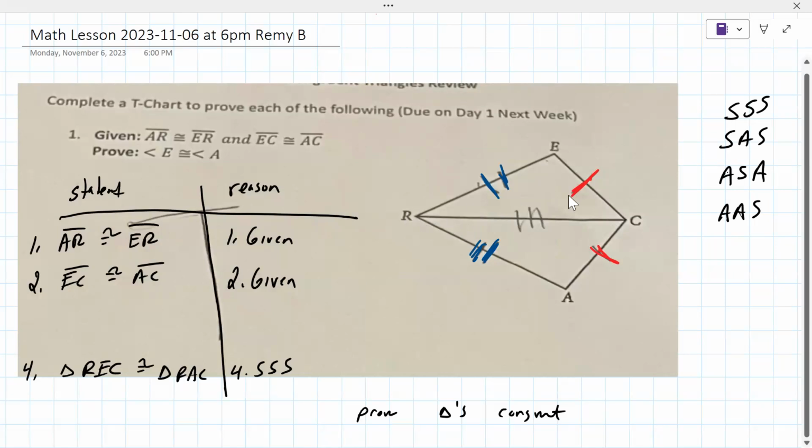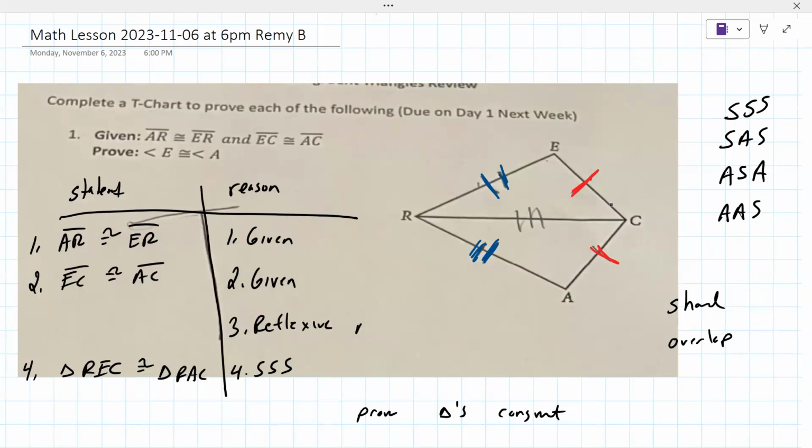Oh, okay. It's because it's shared. Do you see that these are shared by both triangles? Yeah. Right. So when you see something that's shared, that word's really important, or overlap, that is the reflexive property. That means it's congruent to itself. So you would write RC is congruent to CR. Okay. So now you have all three sides congruent.